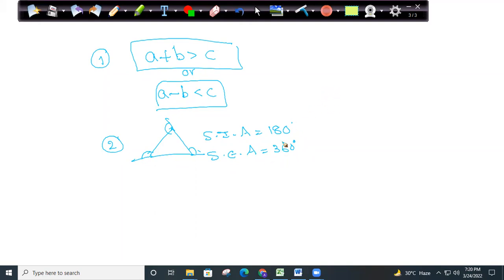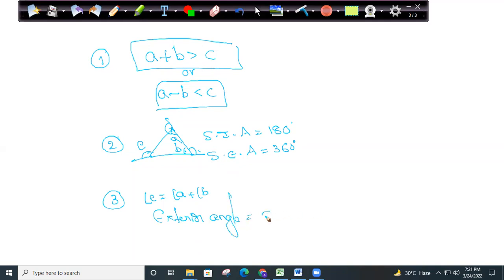Next point. Exterior angle is equal to the sum of opposite interior angles. Suppose this is A, this is E, this is A and this is B, angle E is equal to angle A plus angle B. So exterior angle is equal to the sum of opposite interior angles.